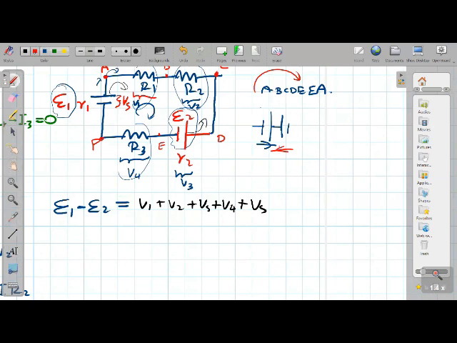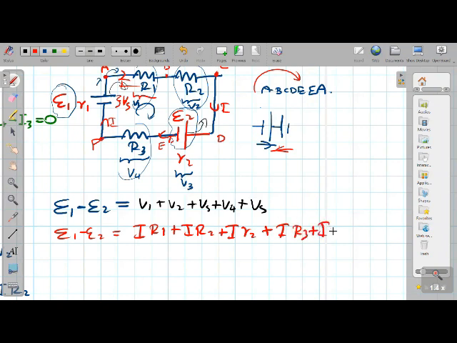Okay, what is V1 going to be? The current is I throughout the circuit. So what is it going to be? E1 minus E2 equals I R1 plus I R2, and here it's also a potential drop, I simple R2 plus I capital R3 plus I simple R1. Can you understand this?